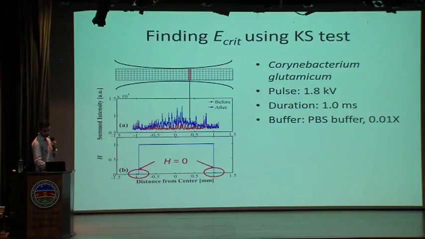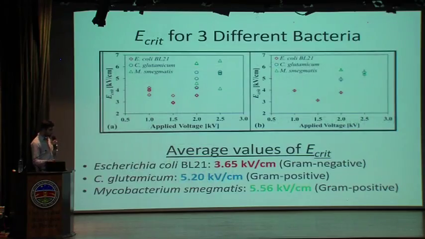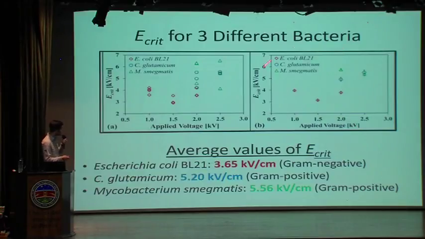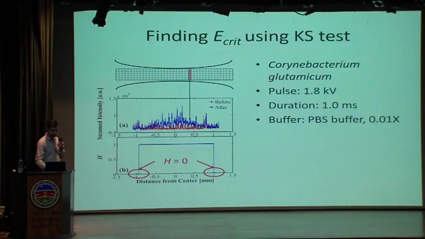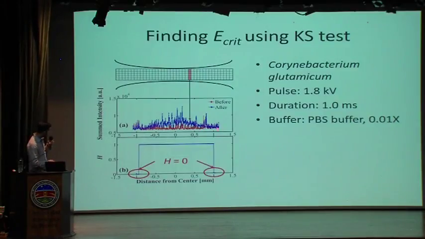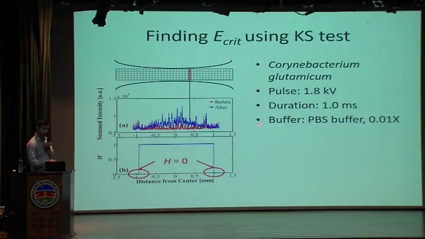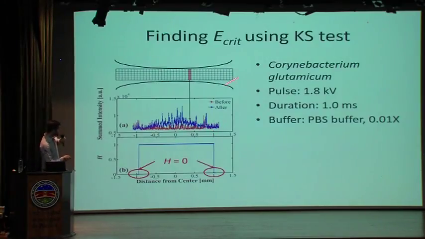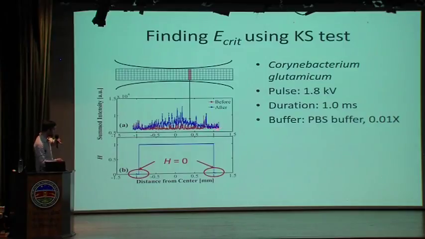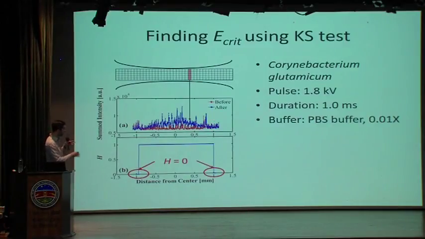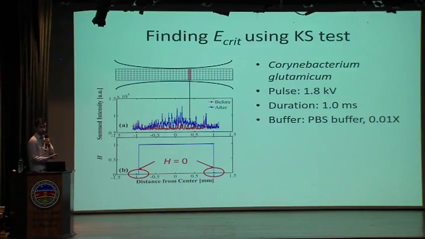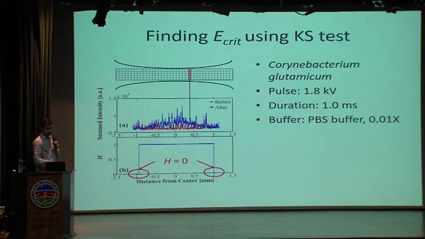Okay. So we can do that, and we can actually determine the critical electric field values. Again, here, for this portion of the data, the statistical test is saying that the before and after data sets are similar, and so electroporation has not occurred. So basically, wherever H equals 1, that's a region where electroporation has occurred.